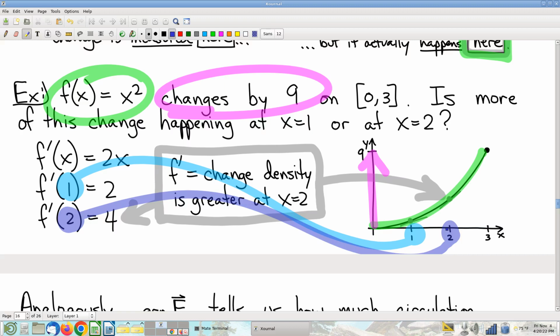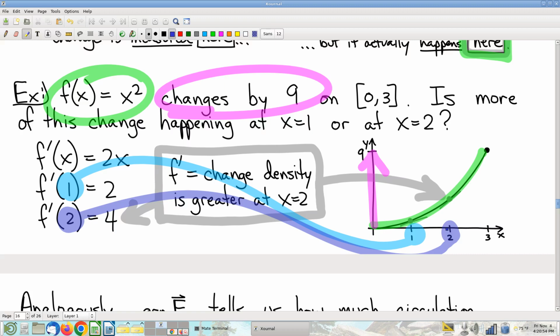But from a density point of view, at 2, we can compute the change density. Change density is this formula right here. It's the derivative, right? That gives us a formula. And you can see that, as indicated by the graph, the change density is higher: 4 as opposed to 2 here, right? So algebraically, the derivative, change density, is doing what, in this case, we're fortunate enough to be able to see in the picture: obviously, of course, there's more change happening there.